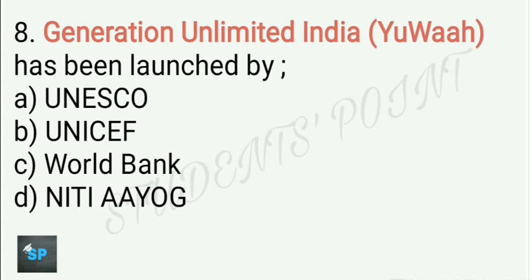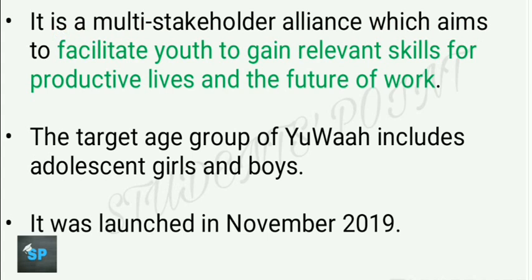Generation Unlimited India or UVA has been launched by UNICEF. So here B is the right answer. And UVA is a multi-stakeholder alliance which aims to facilitate youth to gain relevant skills for productive lives and future of work. The target of this UVA initiative is adolescent girls and boys. It was launched in November 2019 itself.